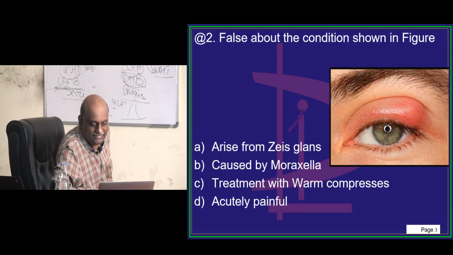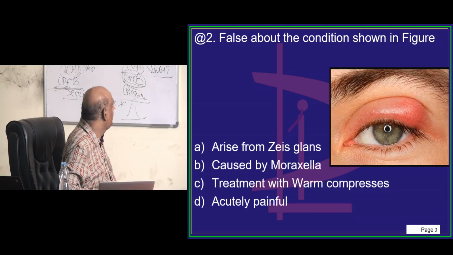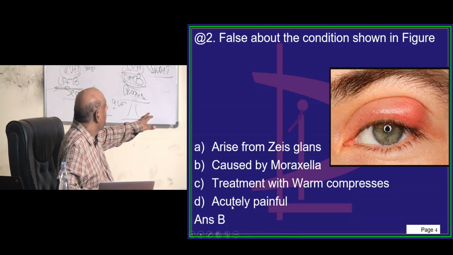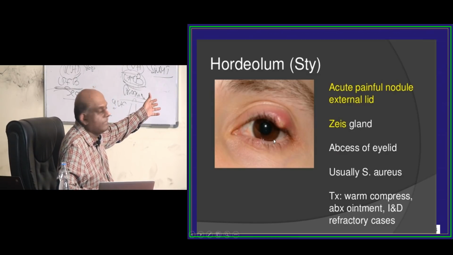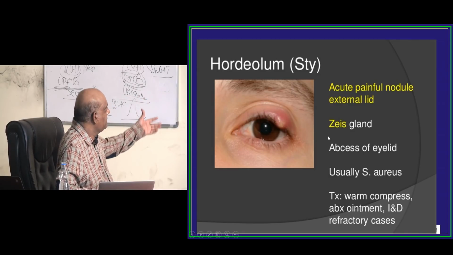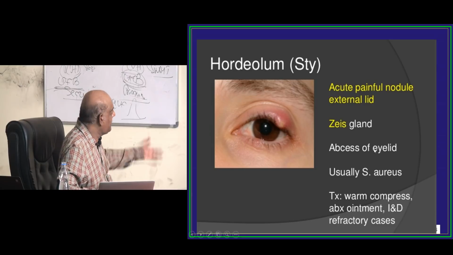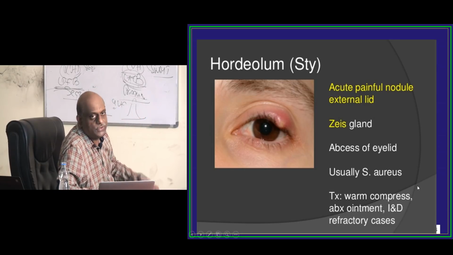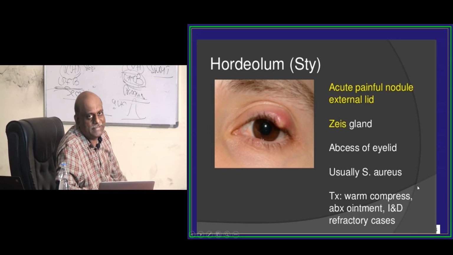What do you call it as? So Madhu thinks it is A. So it is basically a hordeolum. Hordeolum is an acute painful nodule on the external eyelid. Zeiss gland, abscess of the eyelid, usually Staphylococcus aureus. You need to do warm compresses, and in refractory cases you may need to do incision and drainage is what you need to remember.